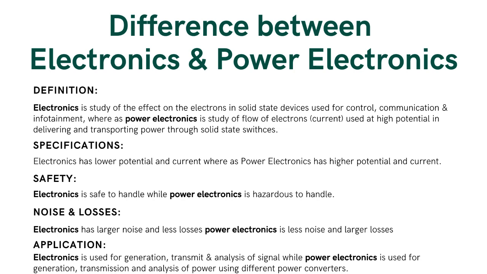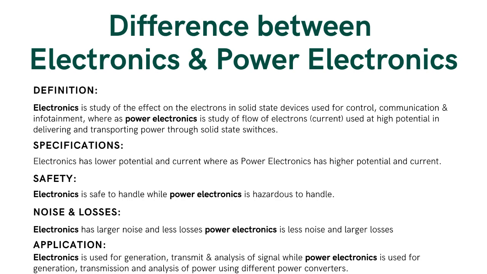Specifications: electronics has lower potential and current, whereas power electronics has higher potential and current. Safety: electronics is safe to handle while power electronics is hazardous to handle. Noise and losses: electronics has larger noise and less losses. Power electronics has less noise and larger losses.